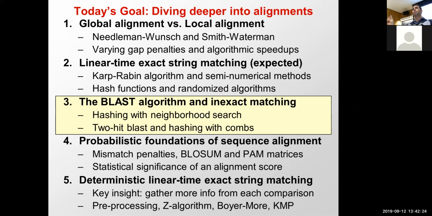Okay? So the other approach is that instead of just looking at my entire string, maybe I'm going to chop up my string, and I'm going to look for exact matches of substrings of my string, okay? So I can do that with either contiguous substrings or with non-contiguous substrings known as combs. So I could say, I'm only going to search for matches of this exact subset of 8 characters out of 12 characters by leaving a gap each time. And that will now be my new hash that I'm going to search for exactly, okay?